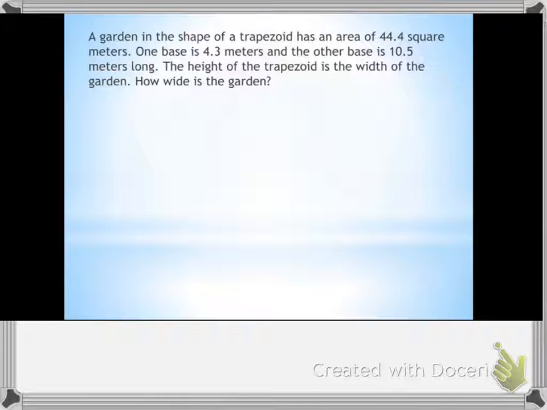A garden in the shape of a trapezoid has an area of 44.4 square meters. So I'm going to draw that trapezoid just to make sure that I keep my mind straight. It says that the area is 44.4, so all this space inside is 44.4. One base is 4.3, and I'm going to make it the shorter one, and the other base is 10.5. All of these units are meters, by the way. The height is the width of the garden, and they want to know how wide the garden is, or what the height of the garden is.